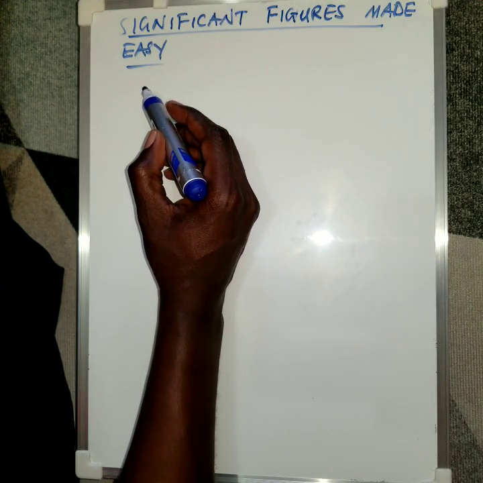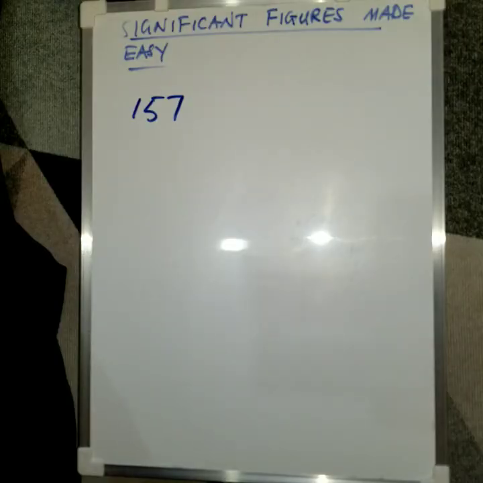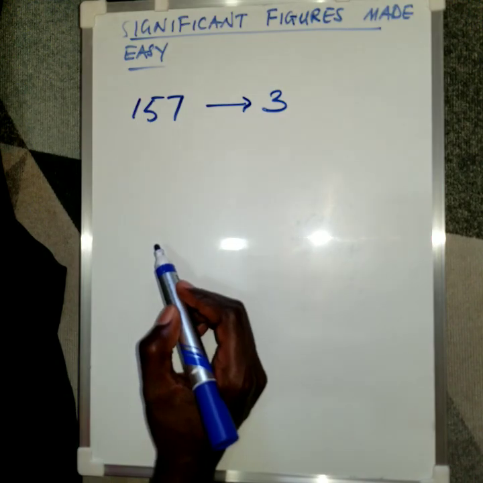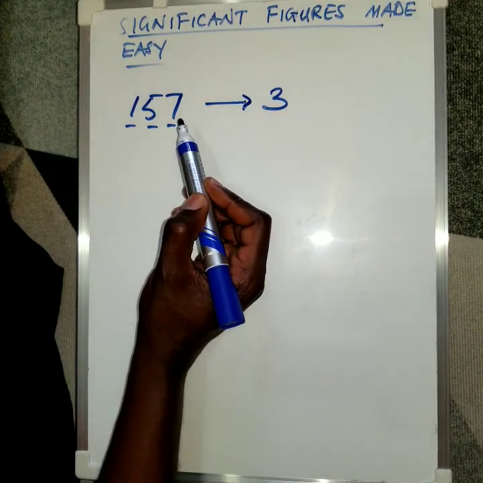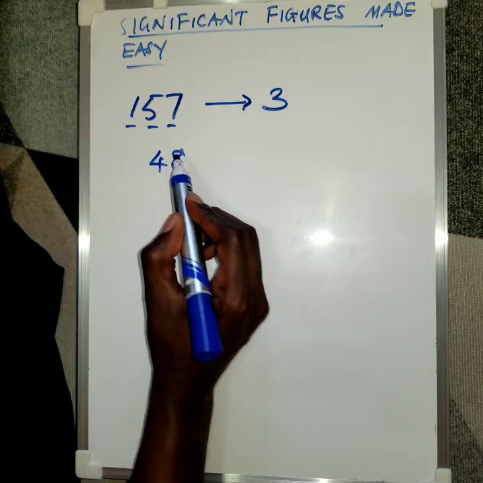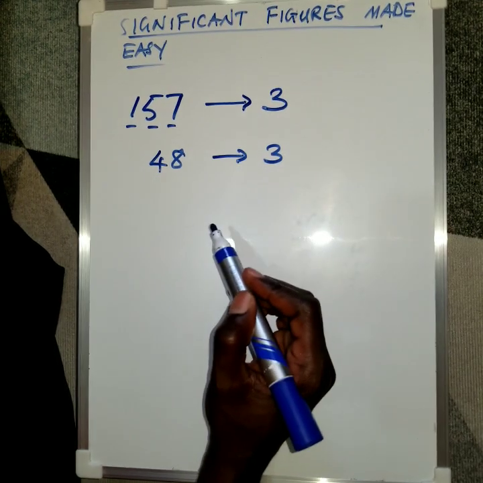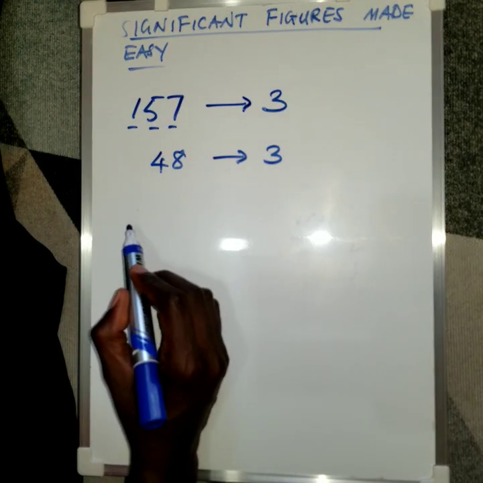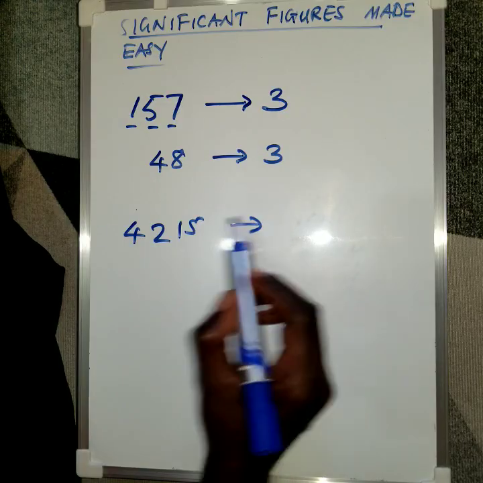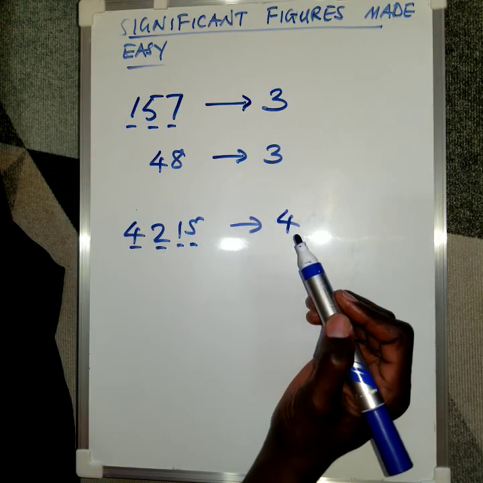For example, if I do have 157, how many significant figures are there? You can try to attempt. It simply means that there are 3 significant figures: 1, 2, 3. What about in a number such as 48? How many significant figures are there? It simply means that there are 2 significant figures. What about in the number maybe 4,215? How many significant figures are there? 1, 2, 3, 4. So there are 4 significant figures.